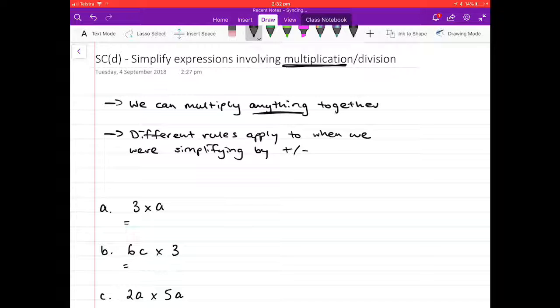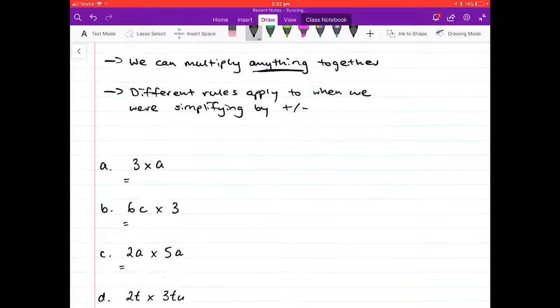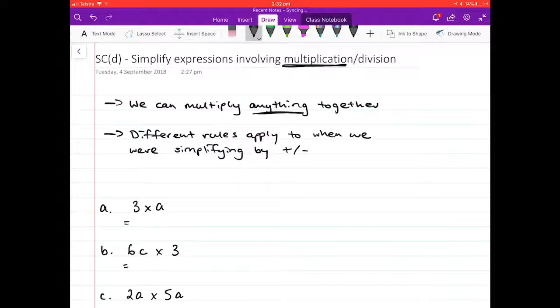Okay, so as soon as two things are multiplied together, we can technically simplify, possibly just by removing an operation, but we can essentially write anything in a simpler form when we are multiplying terms together. So that means that different rules apply to when we were simplifying by addition and subtraction. So things change here.